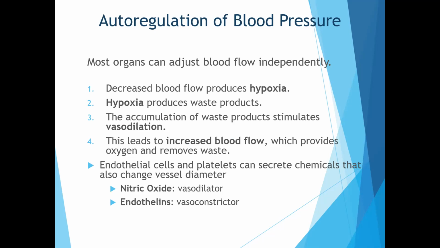Endothelial cells and platelets are going to secrete chemicals. That's that tunica intima layer that can change our vessel diameter. So when the tunica intima releases nitric oxide, that's going to be the trigger for vasodilation. And then there's another chemical substance known as endothelins that is a vasoconstrictor. So that's that chemical signal from the tunica intima that tells the tunica media what it should be doing.